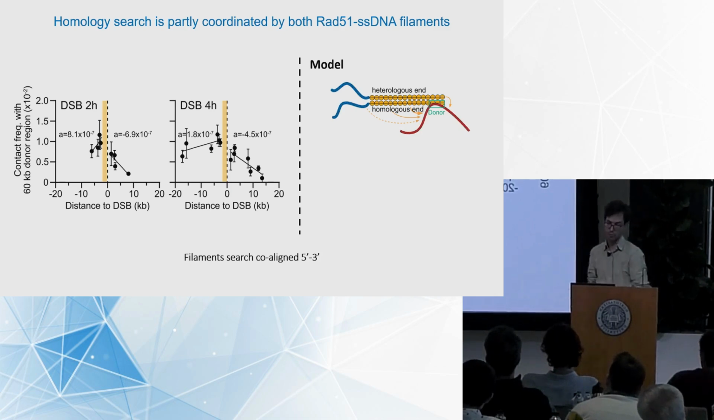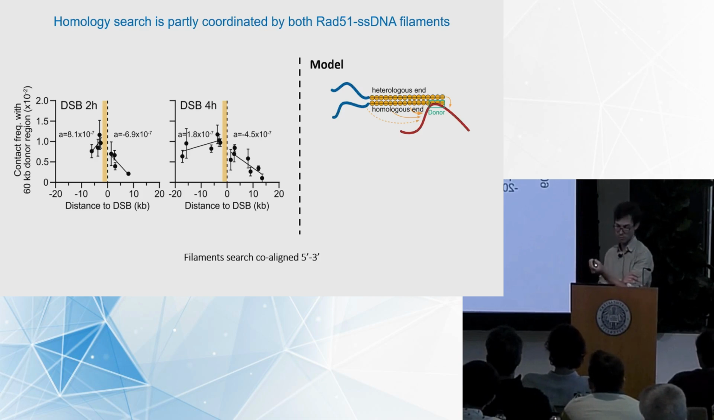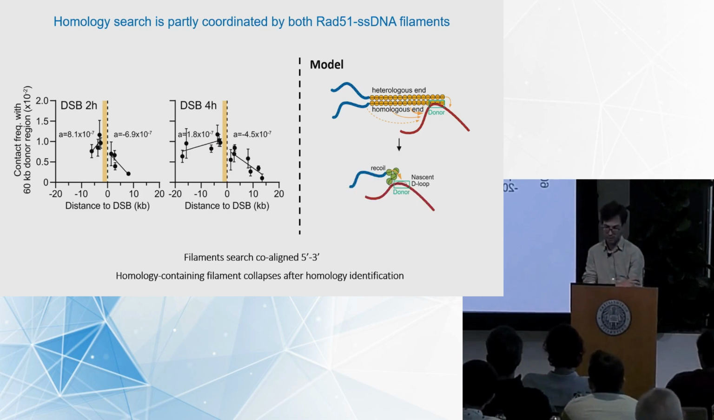But then, when time goes by, you start seeing that in fact sites that have now been generated by resection that are further away are actually engaging this donor site roughly the same way as sites that are very close to the homology region. And so that suggests that you have a disruption of the filament once homology has been identified at one point, and that the whole resection front now recoils close to the break site.